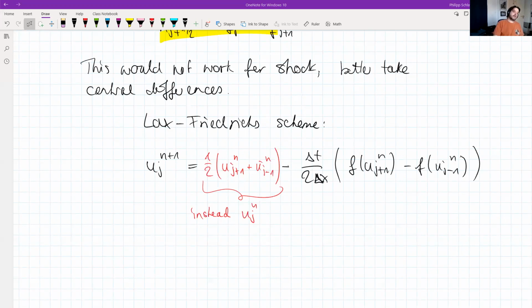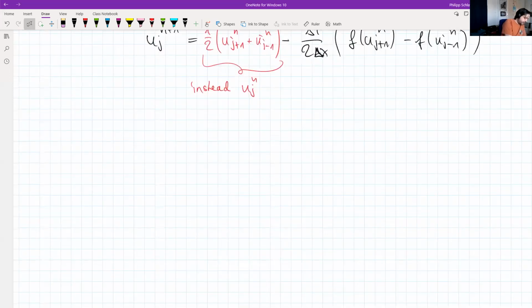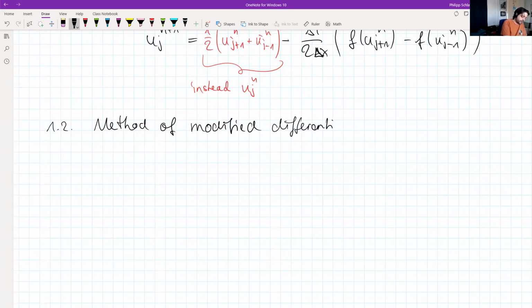Because if not, then I would actually like to directly continue to the next point, which is chapter 1.2, which I kind of already mentioned now. That is the method of the modified, not wave number, but the modified differential equation.